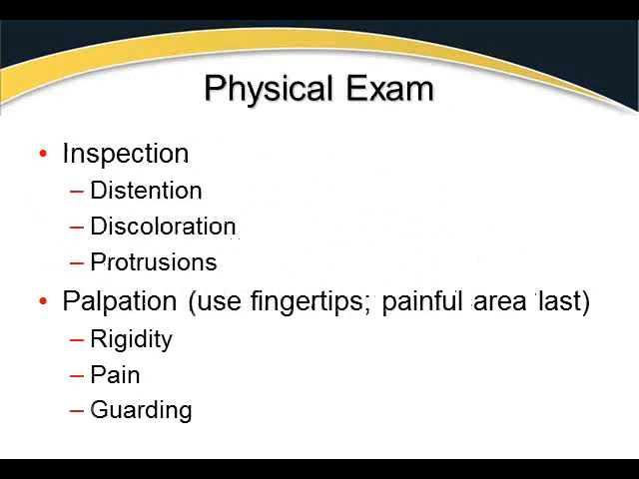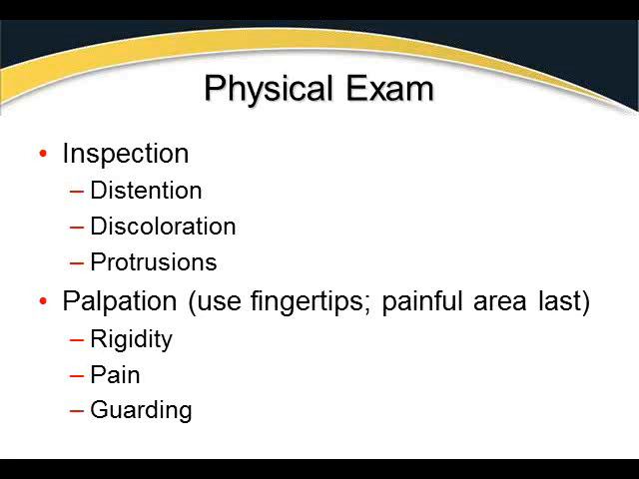So on our physical exam, we're going to be inspecting the abdomen. We're looking for distension, or is it puffed out? They look pregnant, and they're not. Is it discolored, or specific discolorations in certain areas, such as right around the belly button? Is there anything protruding? Do we have this kind of weak area that's not nice and smooth, that doesn't go with the flow here?